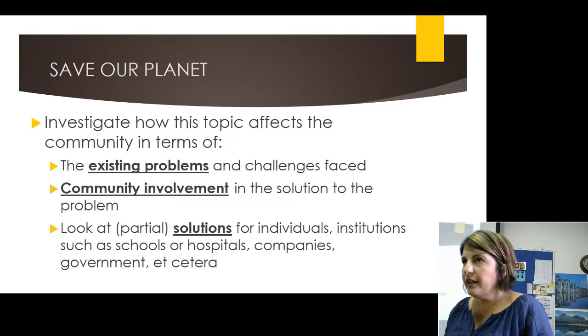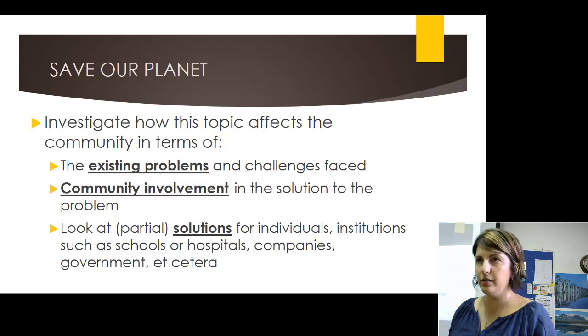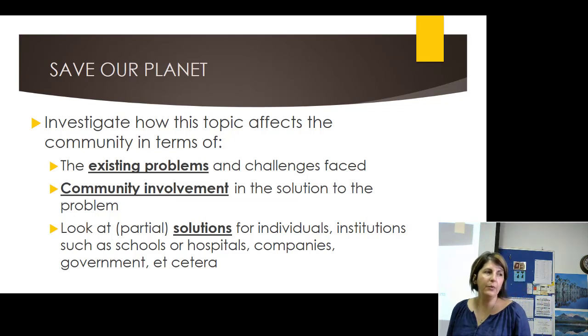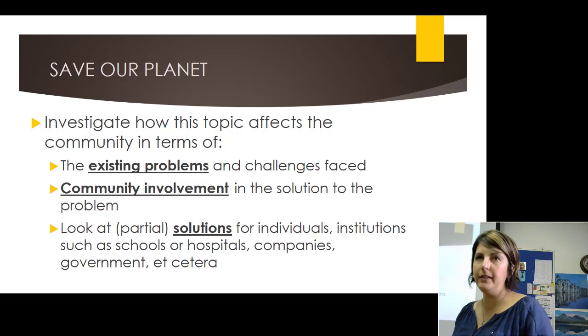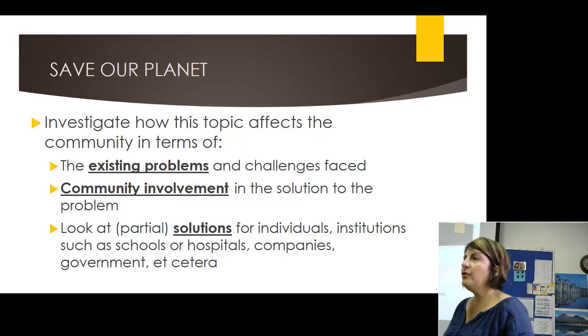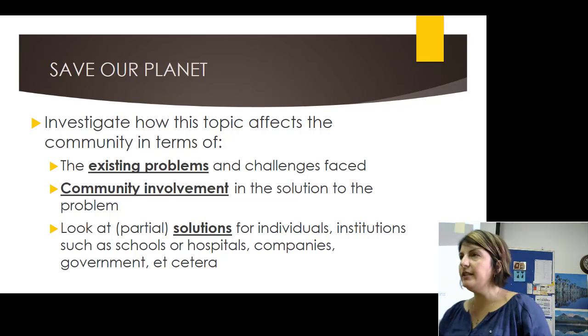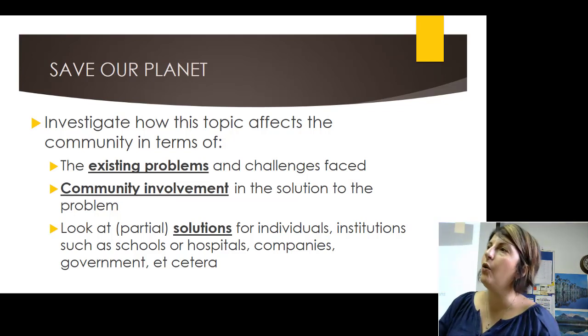Basically, you need to research the existing problem, just like in the past. However, this year we worked specifically on community involvement, because remember we want the PAT to be part of the everyday life of the child. So if there's pollution in the streets, for example, and they don't pick up the papers, how can the community get involved to fix this? Like recycling campaigns or whatever.